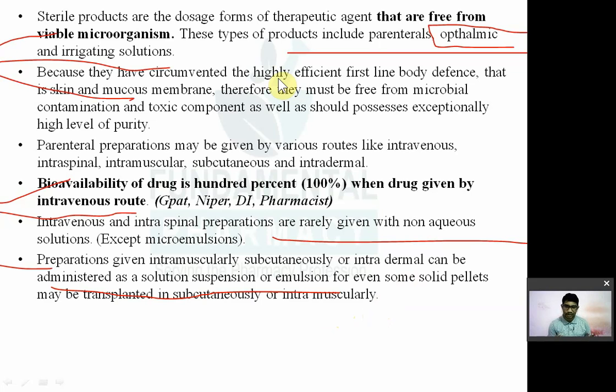For example, suppose some controlled release pellet is there, so that will release drug for at least 6 months. That can be transplanted by making a small incision or by making a small surgery to your skin. So that can also be used. That comes under parenteral one. Then we'll see the next point.